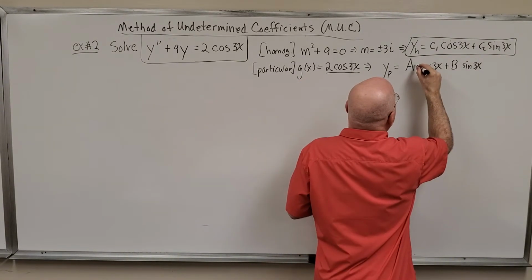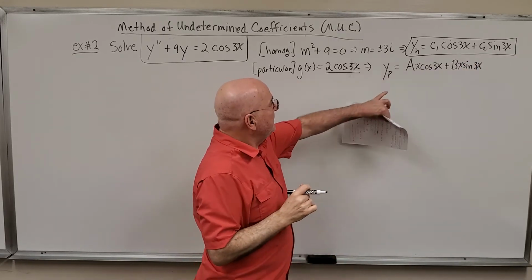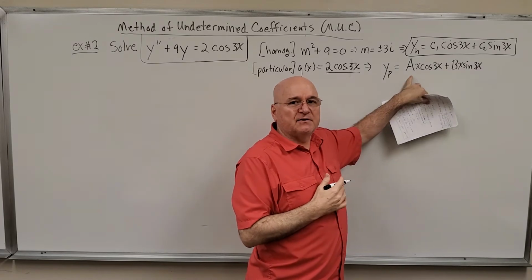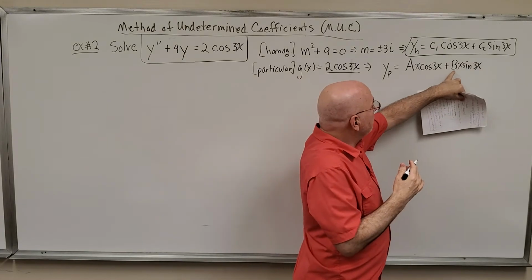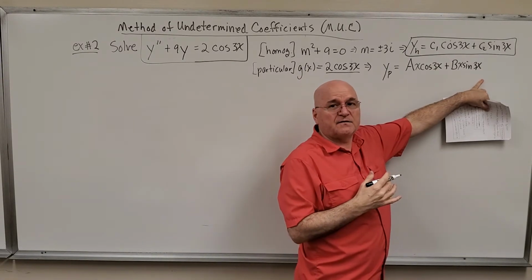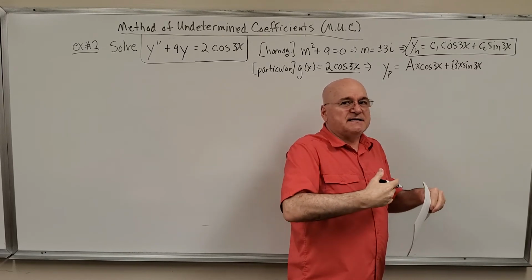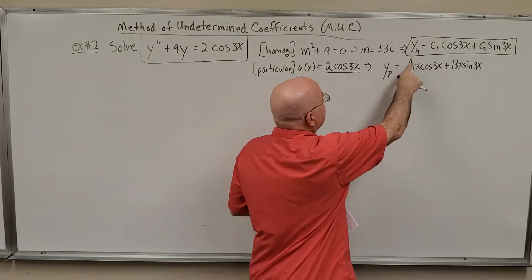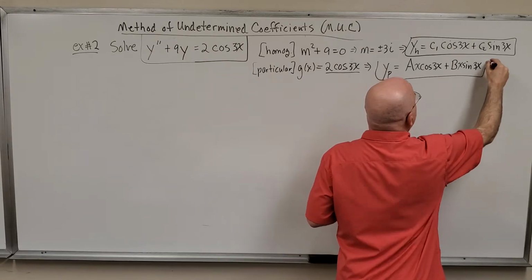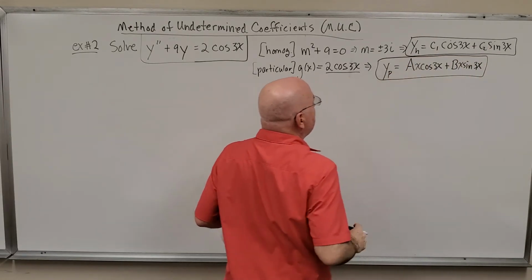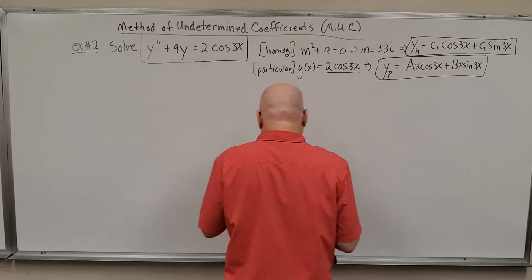And just to remind you, if the homogeneous solution had something that looked like a constant times x times cosine 3x, or a constant times x times sine 3x, then you'd multiply it by another x, giving it an x squared. You do that until there is no overlap between the homogeneous and the particular solutions. So let me go ahead and box both of these in. Now we need to find out what the capital A and the capital B are.